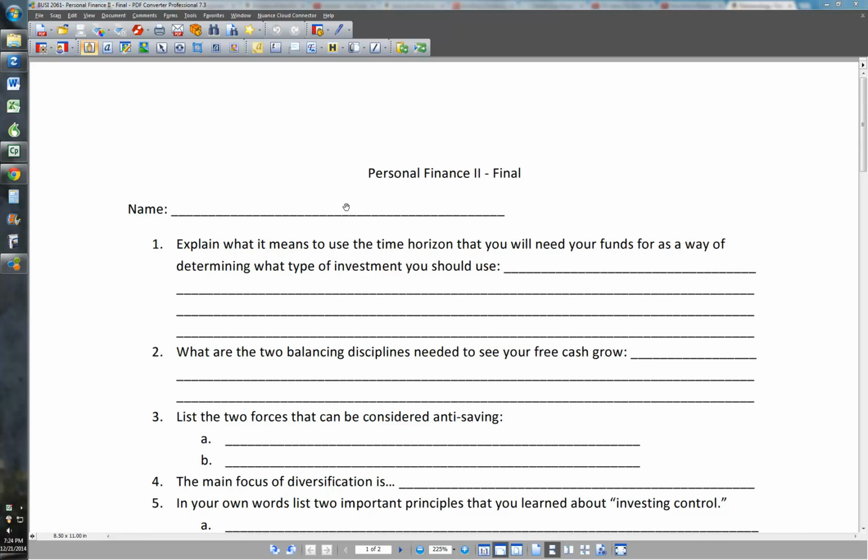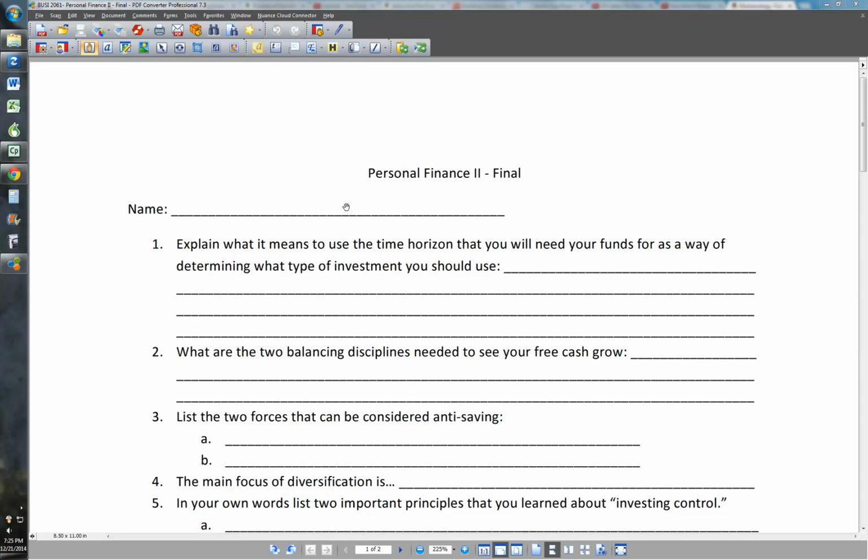Alright, number 1. Explain what it means to use the time horizon that you will need your funds for as a way of determining what type of investment you should use. So what I'm wanting here is something to the effect that different investments have a different timeline of return, right? So that's one thing. So if you need your cash in the next year, you may not want to put it in the stock market because it could be down for the next 2 years before it goes up. So it kind of incorporates the idea of risk and return.